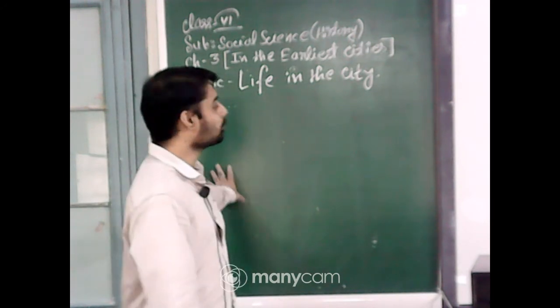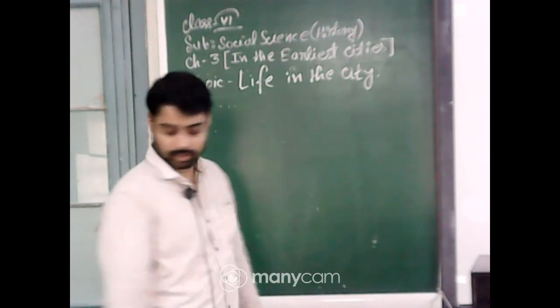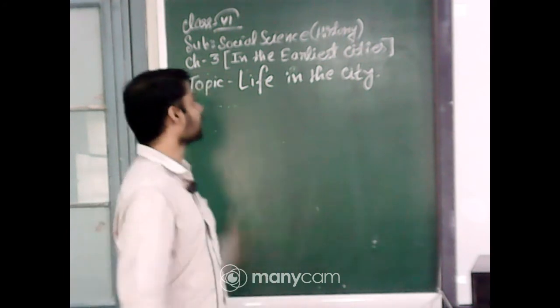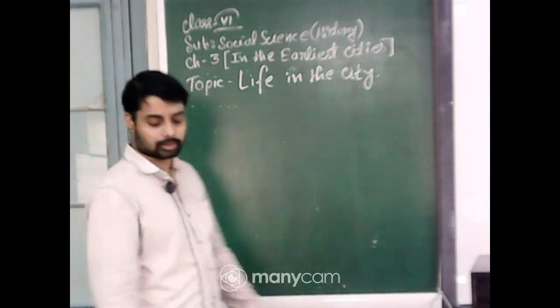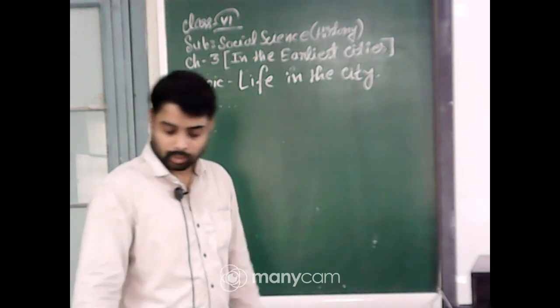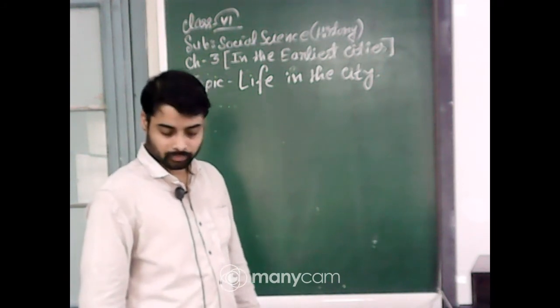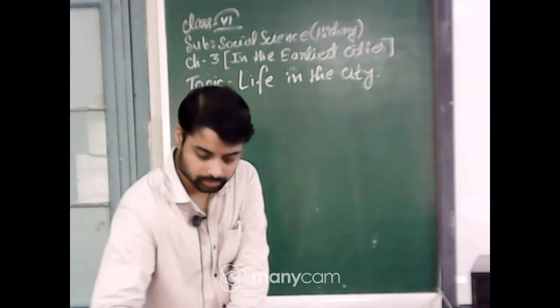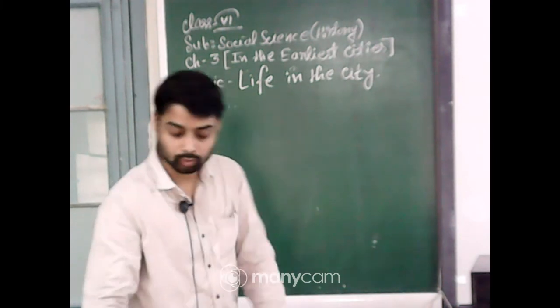Subunit means subtopic. The main topic is the earliest cities, and the subunit is life in the city. So each of the points written in your book in blue color is a subunit. If you divide it and read, then it is easy to remember.